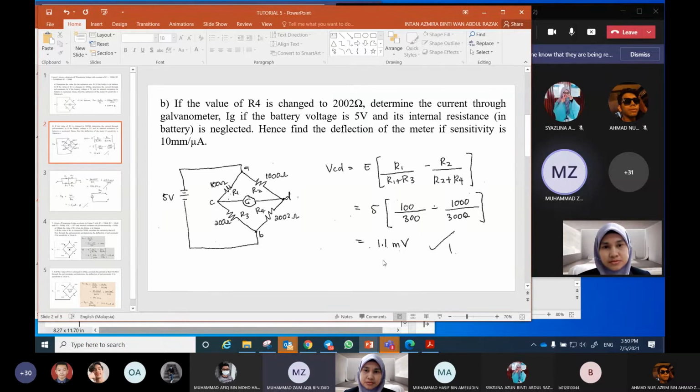The M on the meter, right, Doctor? How much? I can't hear, Doctor. Can't hear? What is the RM? Okay, your friend just now said that we should add the R-terminal with RM. Okay, so what is the value of RM in this circuit?